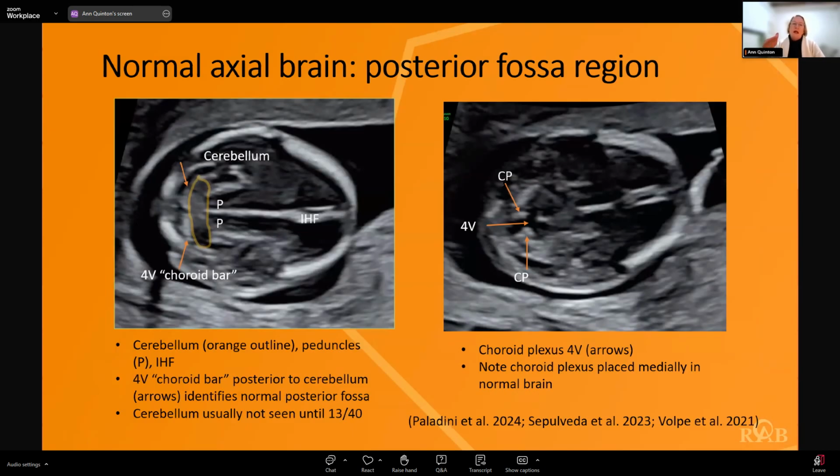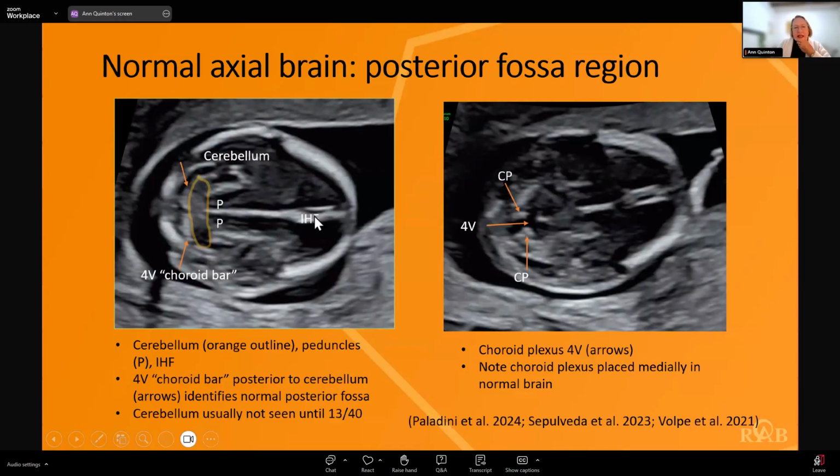So we're scanning from superior to inferior, so we're getting more and more inferior here. This is the image on the left. This fetus is about 13 weeks in gestation. At around 13 weeks, you'll start to see the cerebellum in the fetus. It's a bit difficult to see, so I've outlined it here in orange for you.